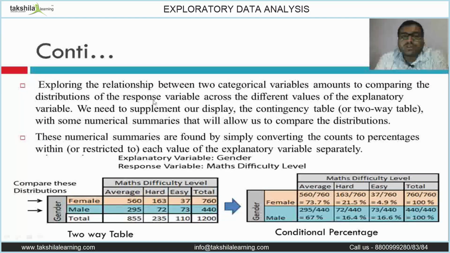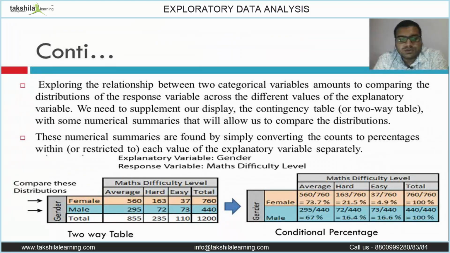So exploring the relationship between two categorical variables amounts to comparing the distribution of the response variable across the different values of the explanatory variable. Basically, see here, we have the math difficulty level, a kind of level for the math, right? We have hard, average, easy, and the total. On the left side we have the gender, female and male. These two are categories and we are trying to conclude by using the two-way table.